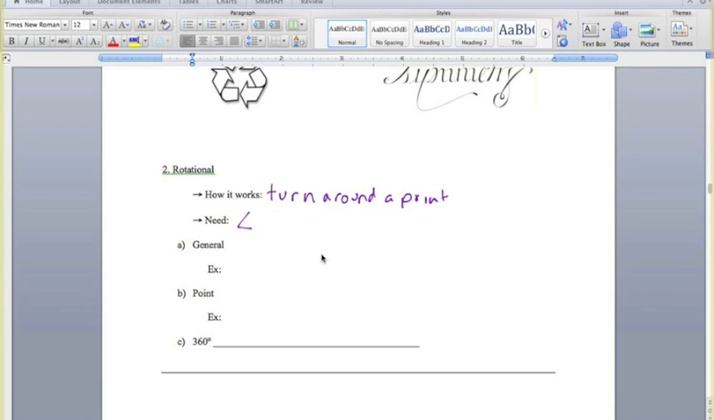There are two main kinds of rotational symmetry we're going to be concerned with here. A general symmetry is a symmetry for any angle. We could turn it any number of degrees, and it's going to work. A point symmetry is specifically a 180-degree rotation.